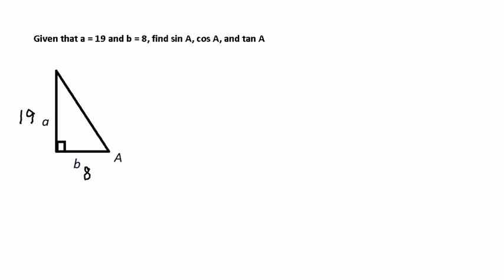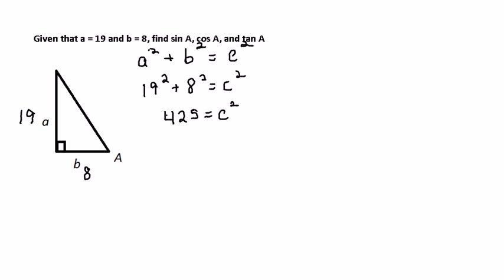So what does the Pythagorean theorem say? Yes, a squared plus b squared equals c squared. So 19 squared plus 8 squared equals c squared. 19 squared is 361. So 361 plus 64 is 425. So the square root of 425 is c.